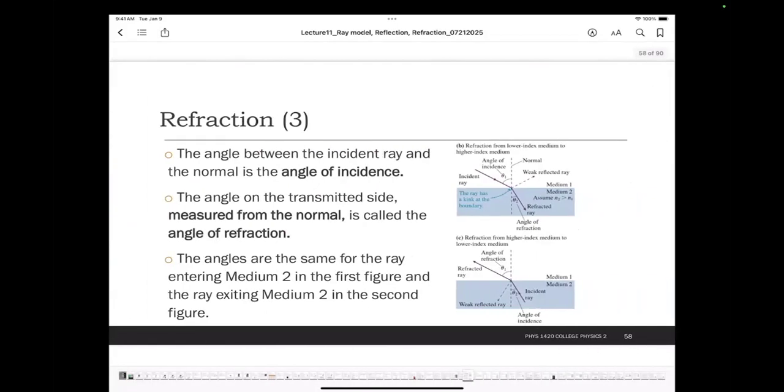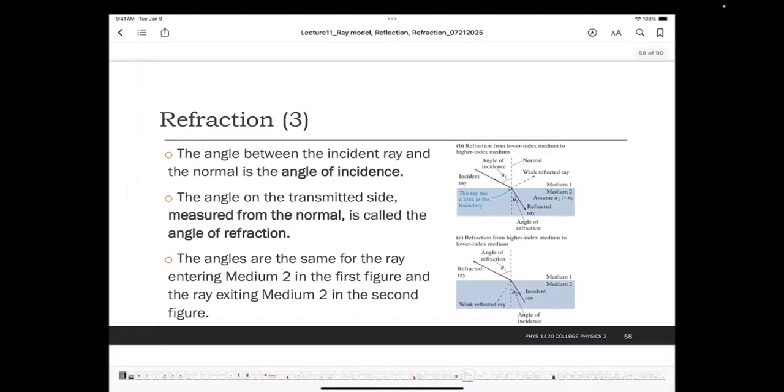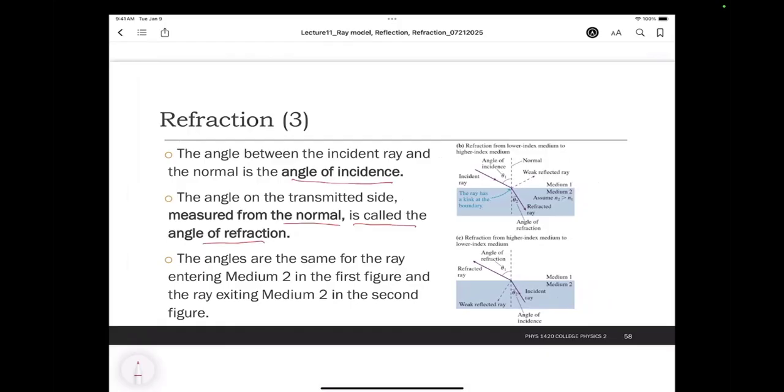Okay. The angle between the incident ray and the normal is the angle of incidence. We talk about this like in reflection. And the angle on the transmitted side measured from the normal is called the angle of refraction. Which means this is the angle of incidence, and this is the angle of refraction.